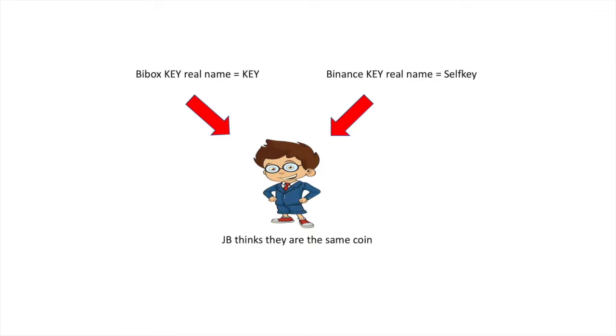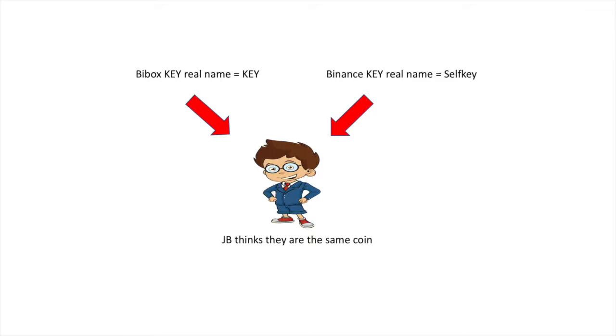Right, so what we have right now in the system, we have the code for a coin called key. And BBox has a key on that exchange, and so does Binance. But the problem is these are two different coins. So what we need to do already in the system, in Johnny Blockchain, is the code key.